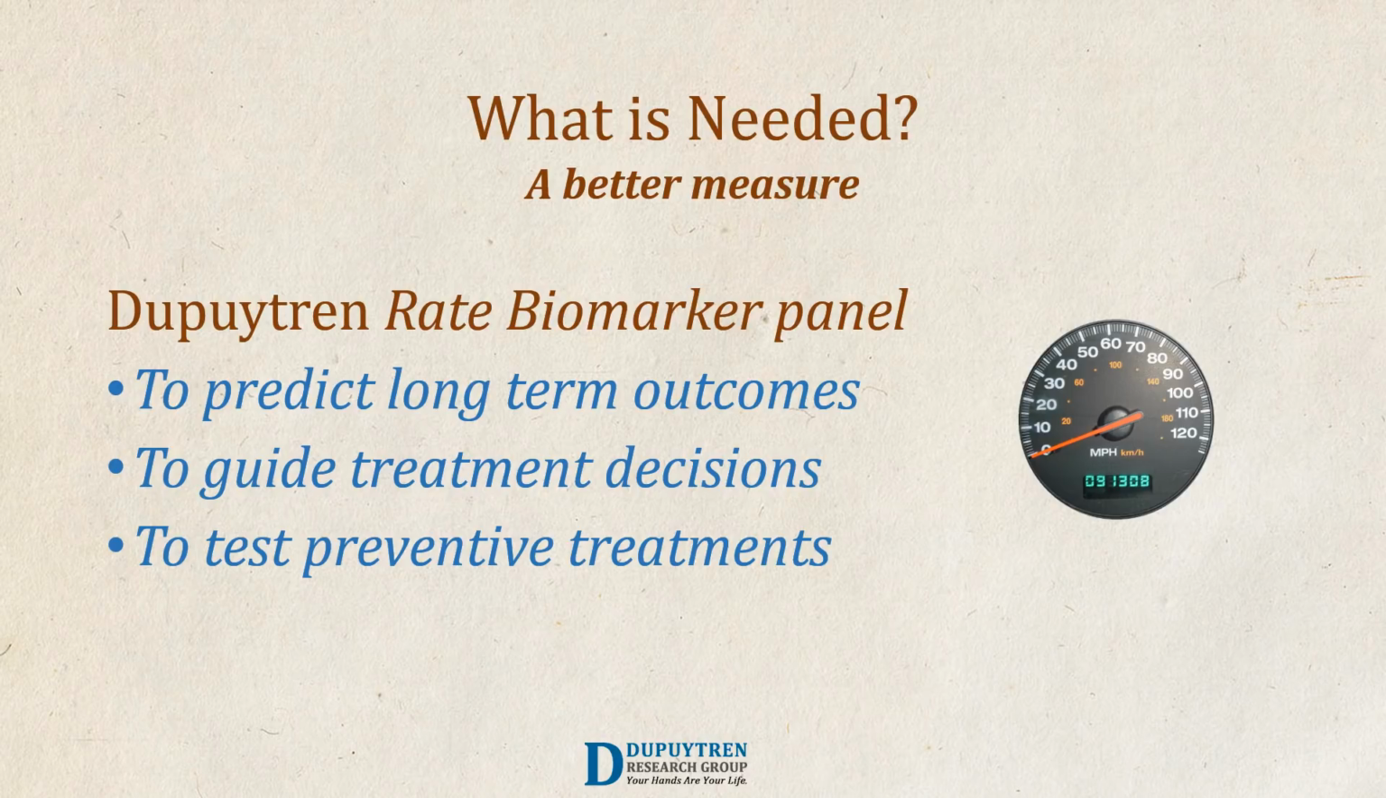So we need a better measure of Dupuytren disease. We need a Dupuytren rate biomarker panel. This is important to predict long-term outcomes, to guide treatment so that people can have the treatment matched to the disease, and most importantly, to allow the development of testing of preventative treatments for Dupuytren disease. You can't test a medicine for Dupuytren disease if you can't measure its effect in some kind of quantitative way, particularly if you're going to develop a preventive treatment.